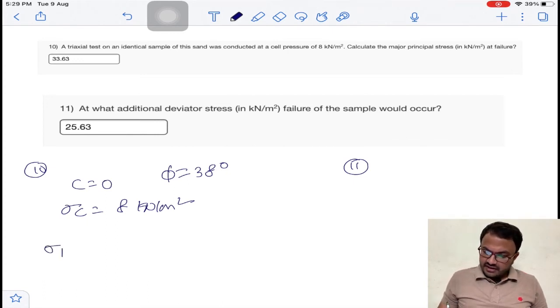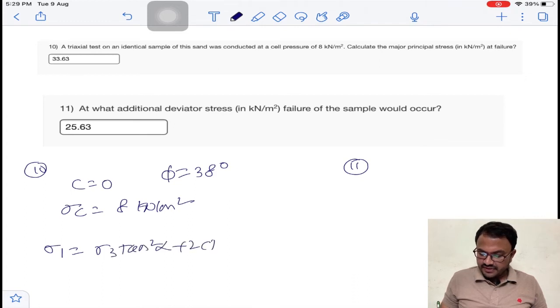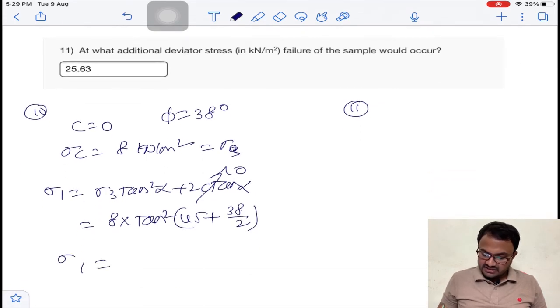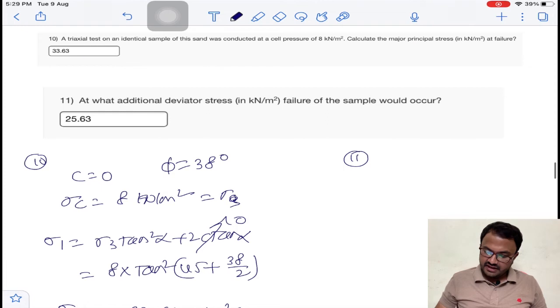Now the major principal stress sigma 1 is equal to sigma 3 tan square alpha plus 2c tan alpha. As C is 0, this term becomes 0. Sigma 3 is nothing but the confining pressure, so sigma 3 is equal to 8. Tan square alpha, where alpha is 45 plus phi by 2, and phi is 38. So you will get sigma 1 equal to 33.63 kilonewton per meter square. So 33.63 is the answer for this.